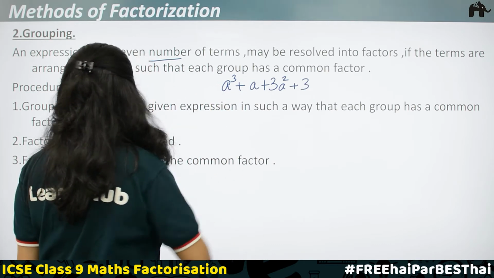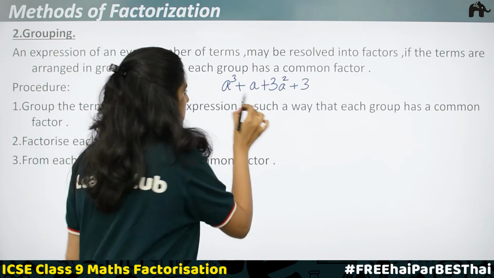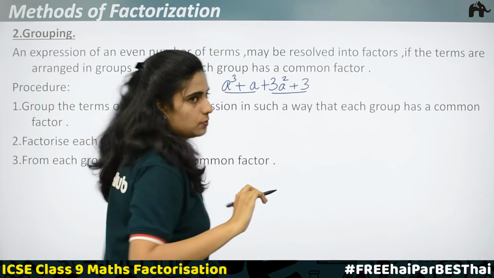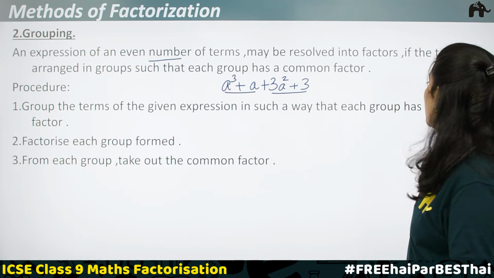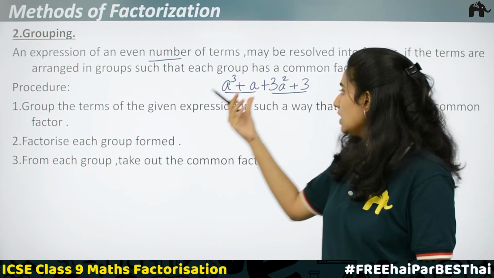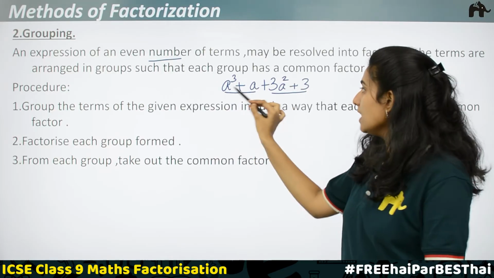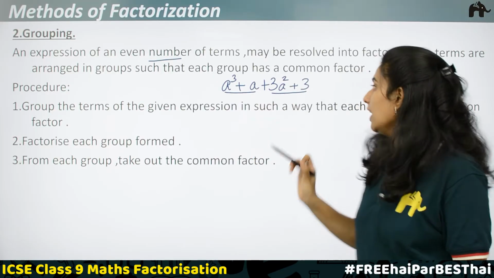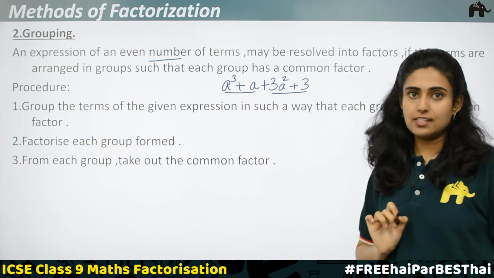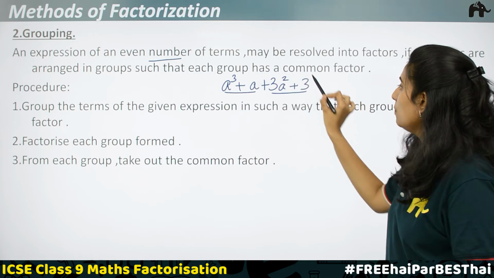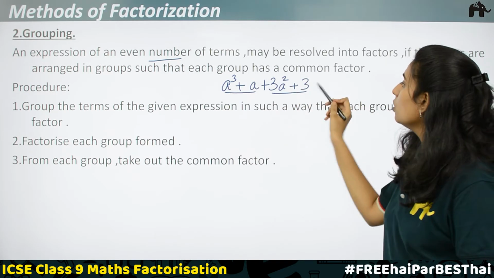Okay, so here in this grouping method, what you're going to do is take 2 terms and make it a group. Okay, so here this is a group and this is a group. So we'll understand the steps. First is group the terms of the given expression in such a way that each group has a common factor. So here you can see when I choose these 2 terms to make a group, a is common to both of these terms. Okay, when I choose these 2, you can see that 3 is common. Okay, if I am choosing a cube and 3 to make a group, can I do that? No, right? There is no common factor.